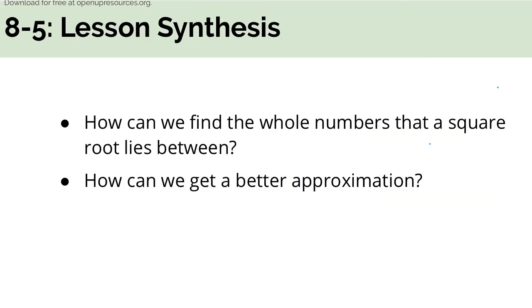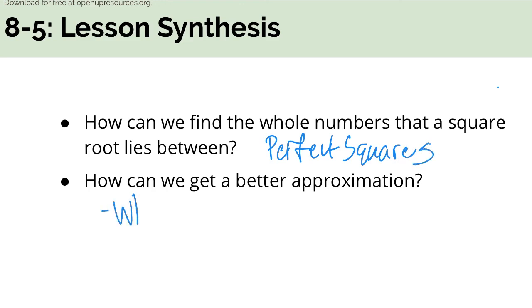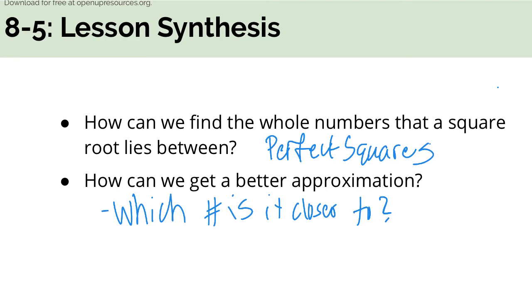Okay, so to wrap up lesson 5, how can we find the whole numbers that a square root lies between? Use your perfect squares as a guide on your number line or otherwise. How can we get a better approximation? Be thinking about which number it's closer to. And then if you do want to use a calculator to get a more exact answer, if you need one, that would be a good way.